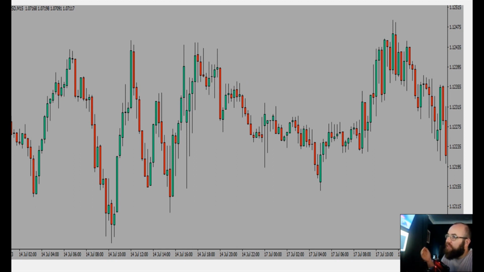So on a 15-minute chart, each of these Japanese candlesticks represents 15 minutes of price action. Every 15 minutes a new candle appears. These candles individually show 15 minutes of price movement: the open price at the beginning of the 15 minutes, the closing price at the end, the high of price within that 15 minutes, and the low of price within that 15 minutes.